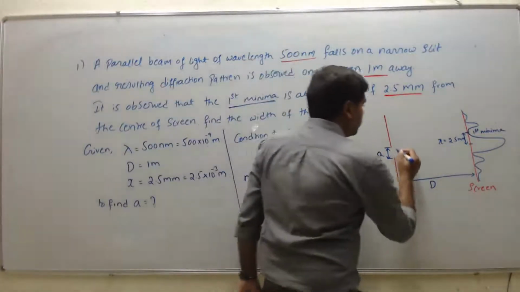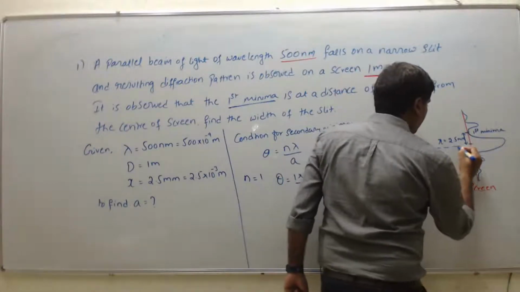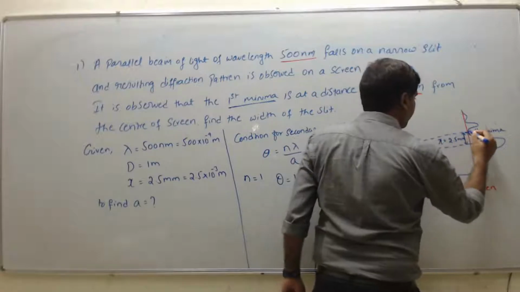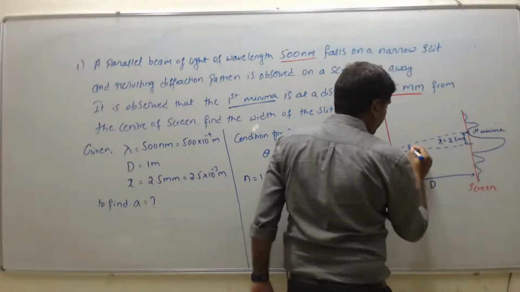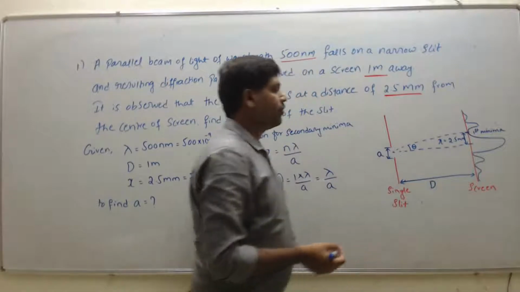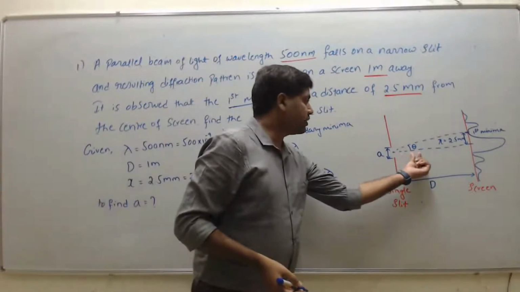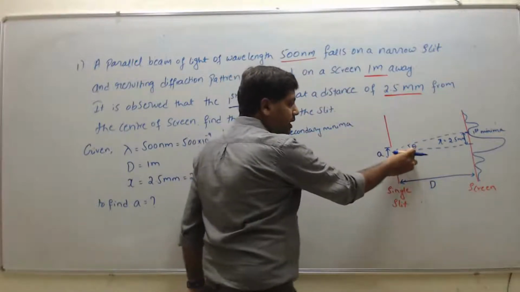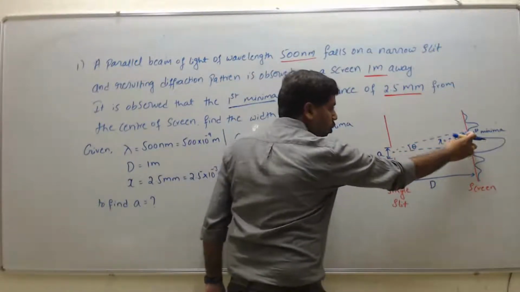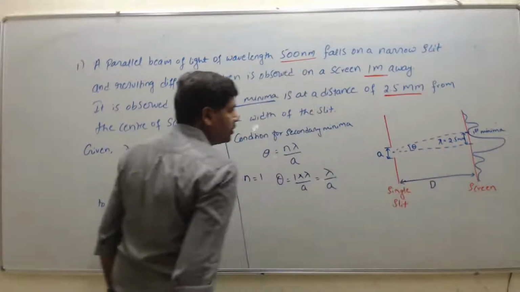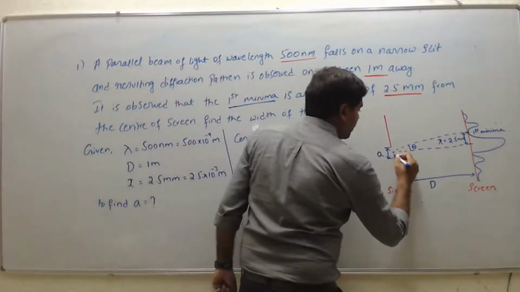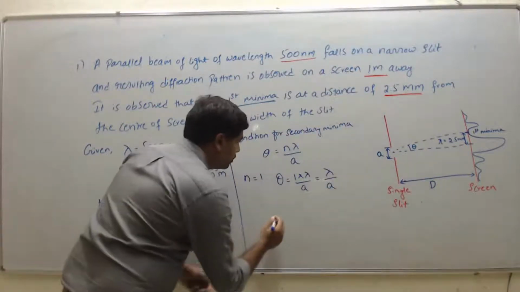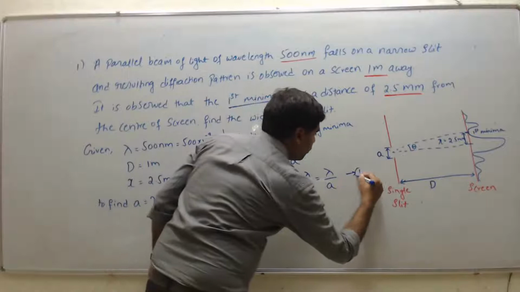If you observe here, this one is the center. From here to here is the given distance, and here is the angle theta. If we take this angle theta from this triangle, and theta is very small, then tan theta is equal to opposite by adjacent side. So this one is equation 1.